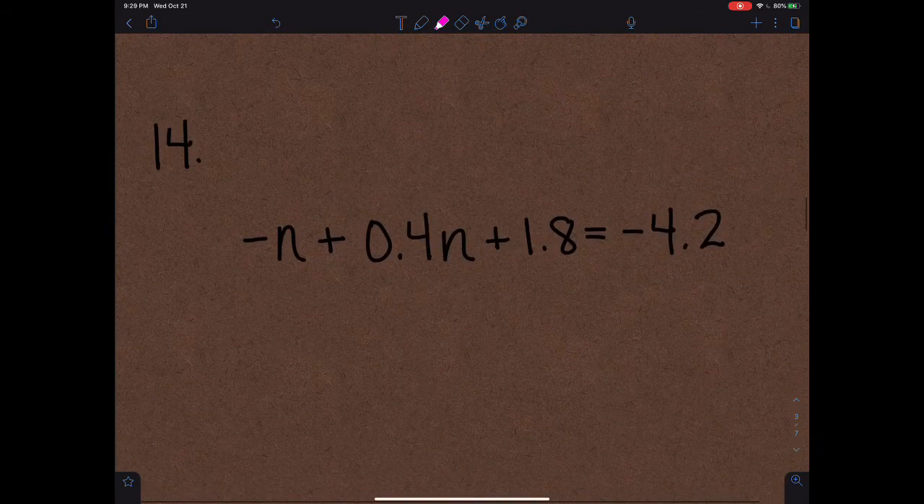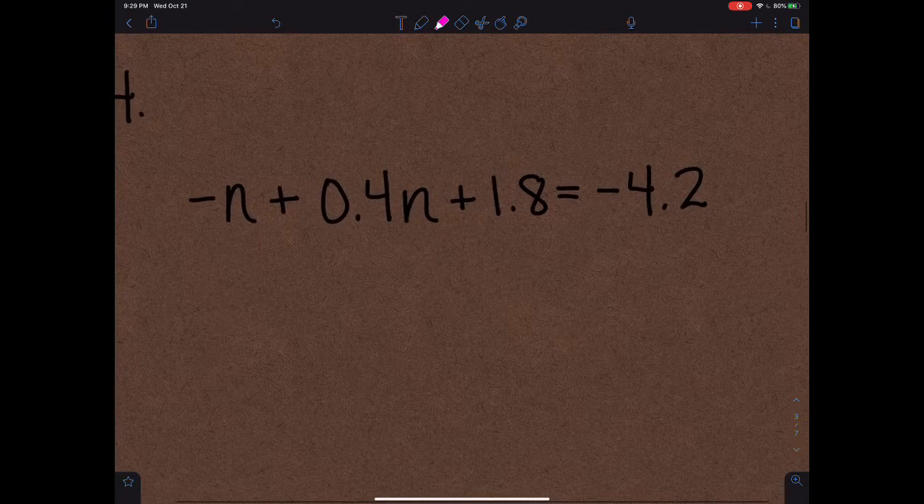Okay, let's move on to number 14. That goes on the next page. So we're on page 152. And it's basically solve this equation. Okay, so here we go.